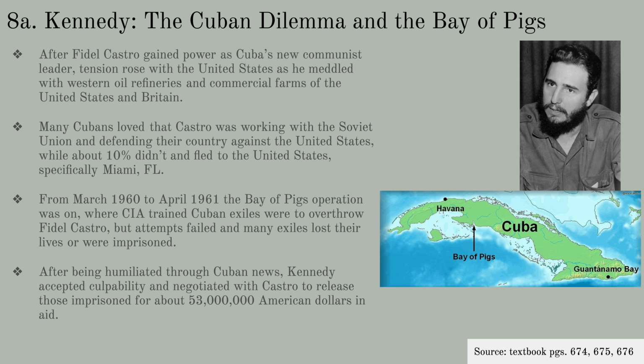From March 1960 to April 1961, the Bay of Pigs operation was on, where the CIA trained Cuban exiles to overthrow Fidel Castro. But attempts failed and many exiles lost their lives or were imprisoned. After being humiliated through Cuban news, Kennedy accepted culpability and negotiated with Castro to release those imprisoned for about $53 million American dollars in aid. So the picture on the bottom is a map of Cuba and where the Bay of Pigs is, and then the picture on top is Fidel Castro.